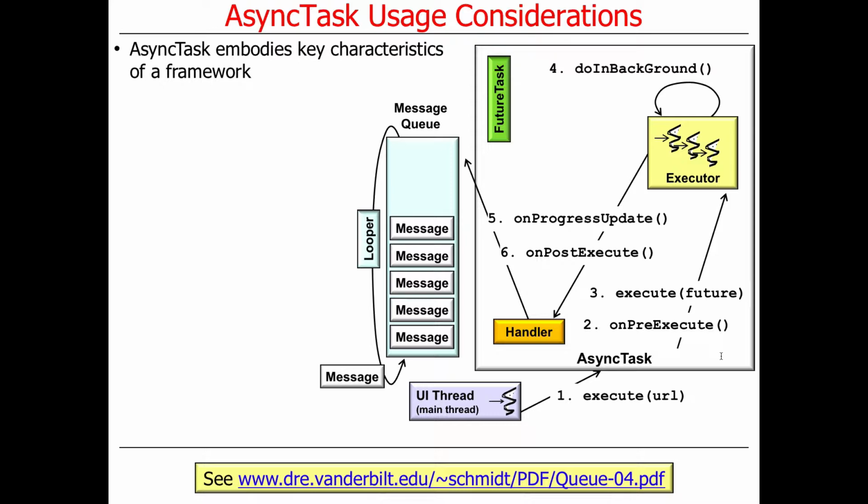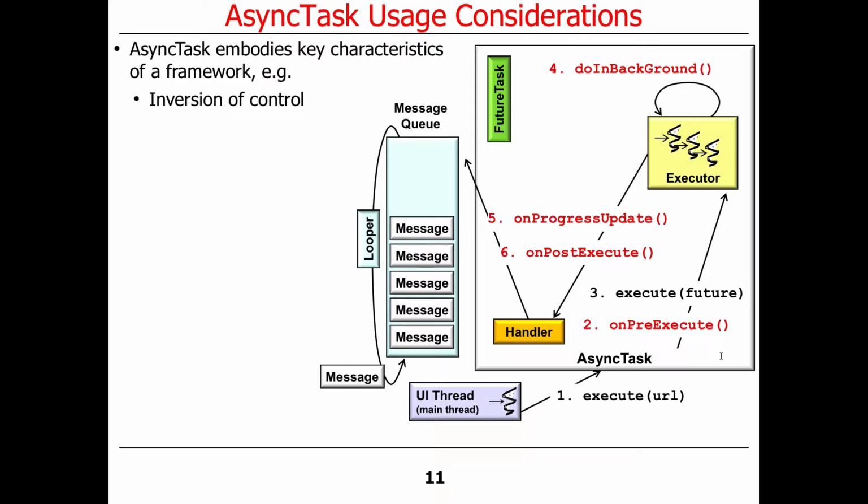Async task embodies the key characteristics of a framework. What were those characteristics? Inversion of control. In other words, it owns the background thread. It actually owns the thread. Once you call execute, it owns the computations and the callbacks. And those are all done by callbacks that are made at the right time in the right context.